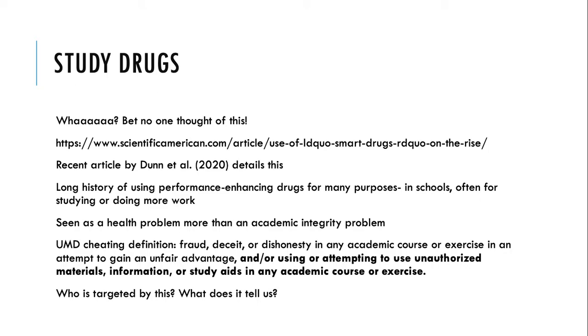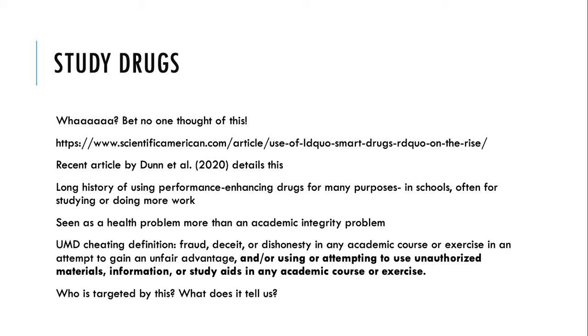Interestingly, here at the University of Maryland, the definition of cheating in our Code of Academic Integrity, the whole definition's right here, but I'm just going to read the last part: using or attempting to use unauthorized materials, information, or study aids in any academic course or exercise. Under this definition, using a particular drug to gain an advantage over other people in terms of being able to perform well on a test or in courses would be a violation of the Code of Academic Integrity.